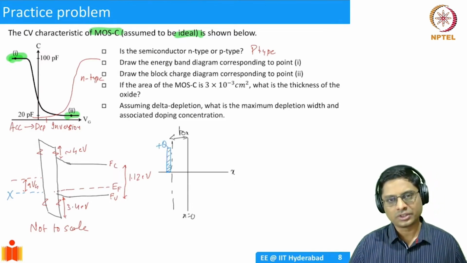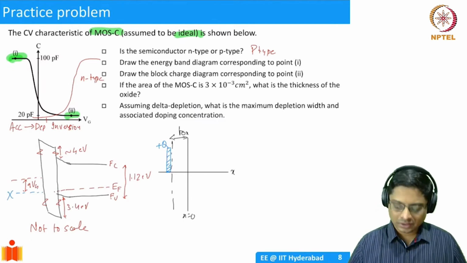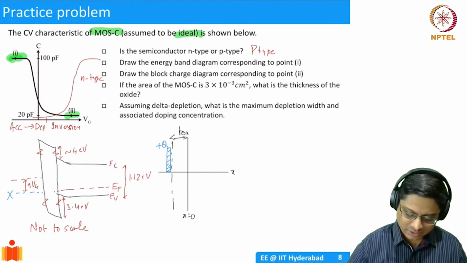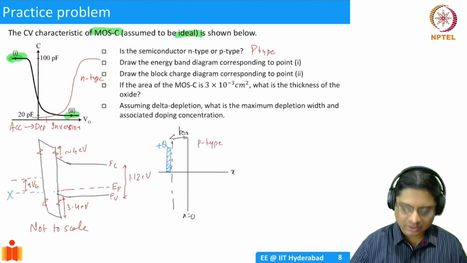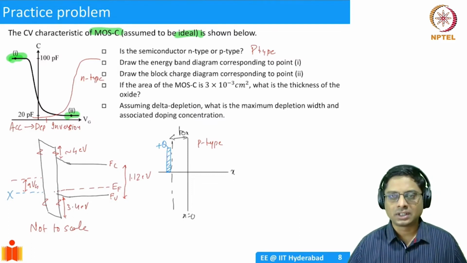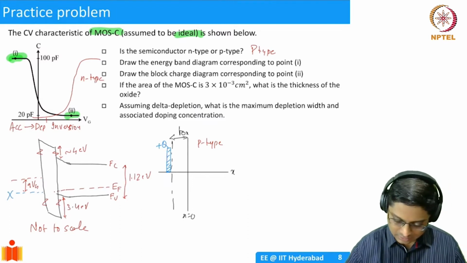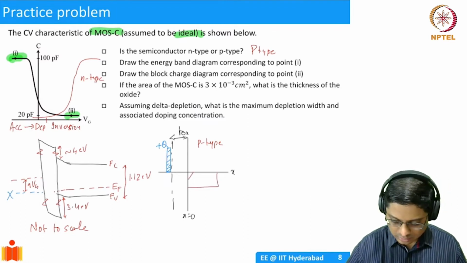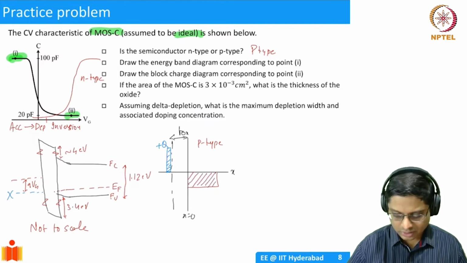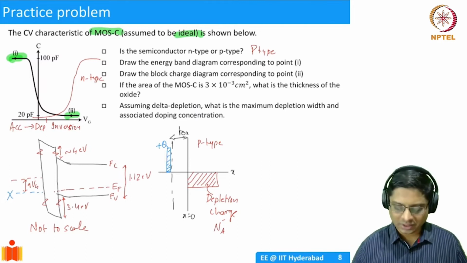What is this gate voltage doing? Positive gate voltage is pushing the holes away from the interface. So on the semiconductor side, this was a P-type semiconductor, right? And we push away the holes. What remains is an exposed acceptor ion, right? So that's why I should get this, my depletion charge. So yeah, depletion charge. How is this formed? This is basically an A minus. So you're pushing away something, okay?